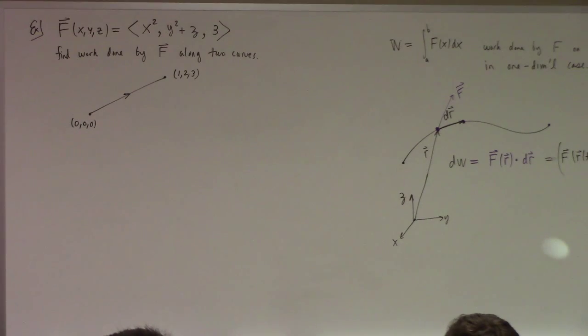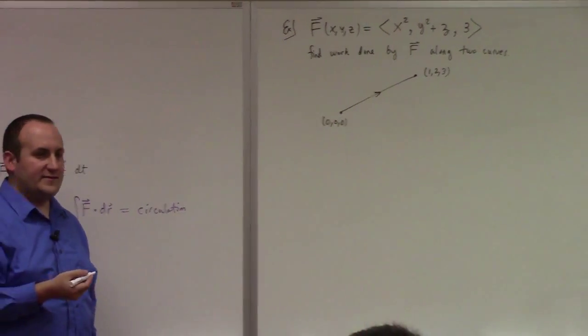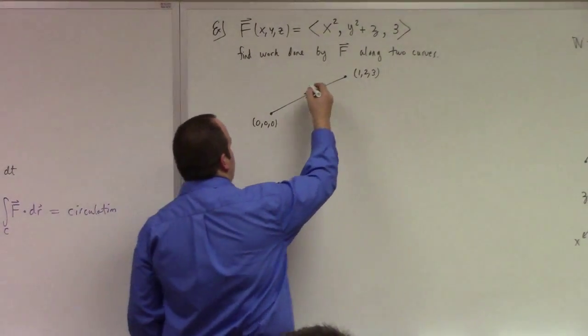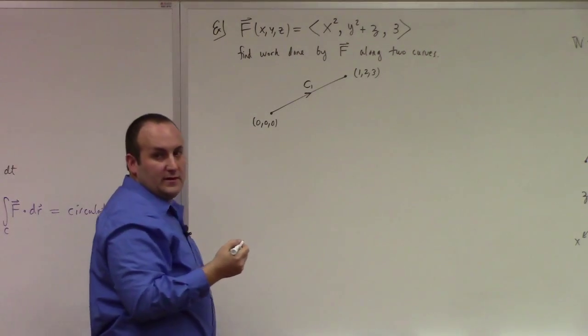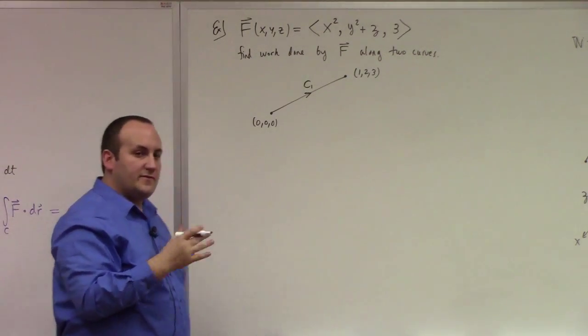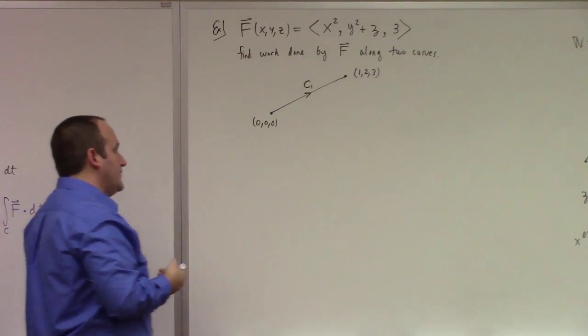But then we're also going to go from that point to that point by some other, more complicated curve. Here's your chance to be creative. We'll say C1 is the line segment. I want to calculate the line integral along two different paths and see if they agree, see what happens. So we'll do that one.